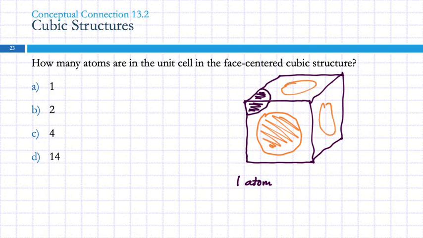How many sides on a cube? 6? No, dice, 1, 2, 3, 4, 5, 6. So I have 6 of those times 1/2. So that's 3, right? 1 plus 3. So I've got 4 atoms.